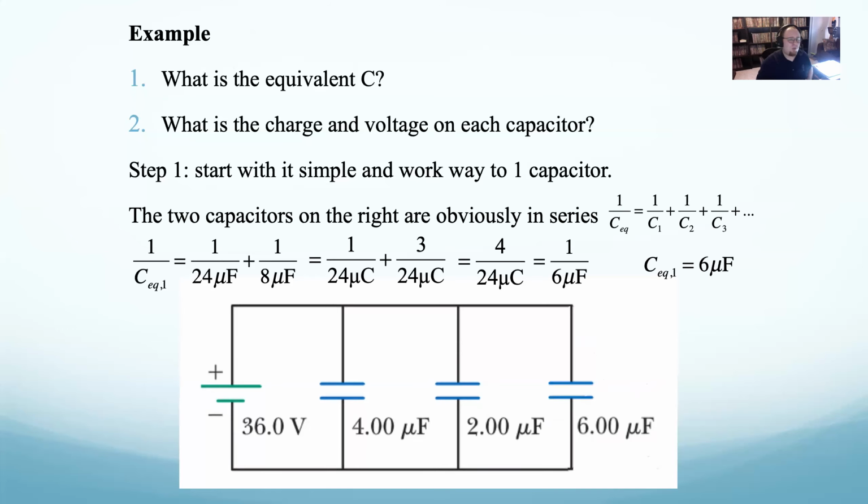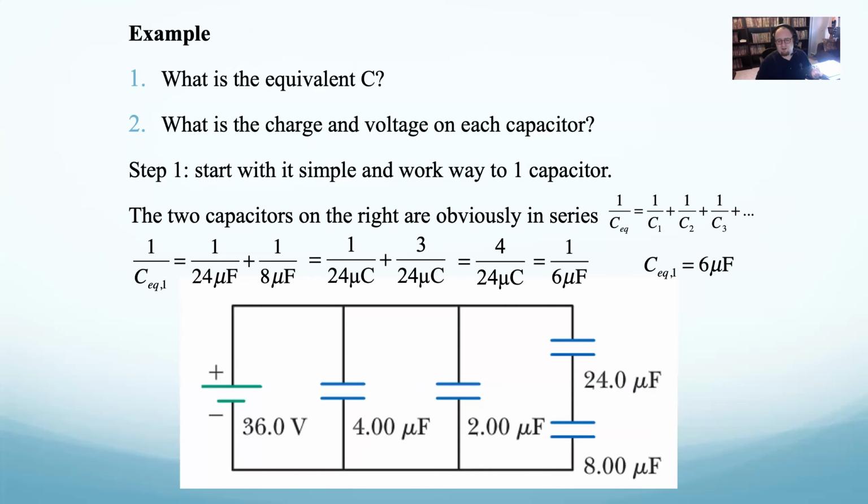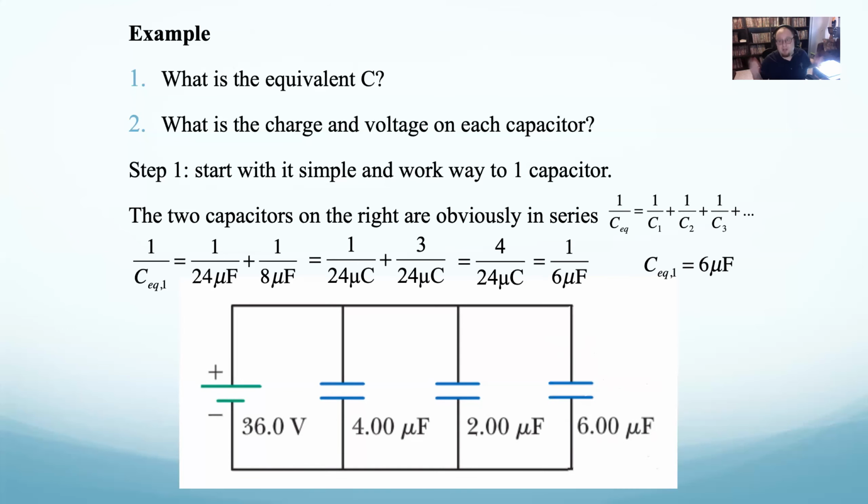Now it seems kind of weird. Why would you put in a 24 microfarad capacitor and an 8 microfarad capacitor if you just needed a 6 microfarad capacitor? But that's the way it works. Sometimes there's reasons to do it. Are we good so far?